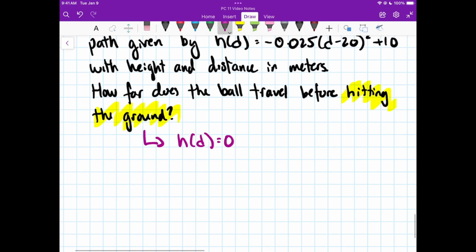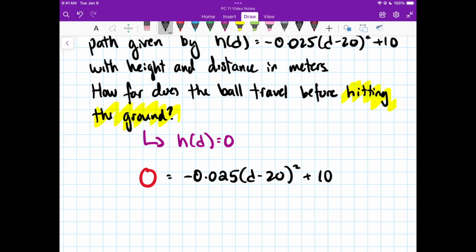And so we go to our equation. We're going to plug 0 in for h of d. And so we've got 0 equals negative 0.025 (d minus 20) squared plus 10. And this is great because it's already in vertex form. So go ahead and try to solve this one for yourself. Go through all of your opposite operation steps, get this thing isolated, get yourself an answer, and then come back and see how you did.